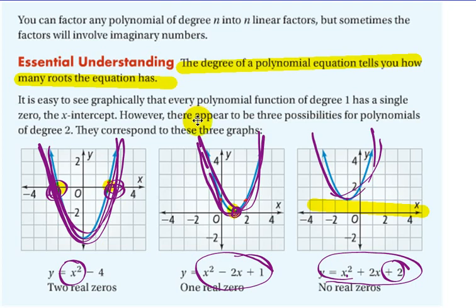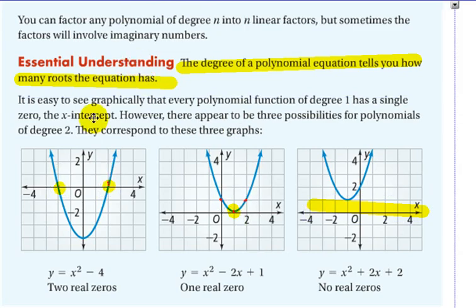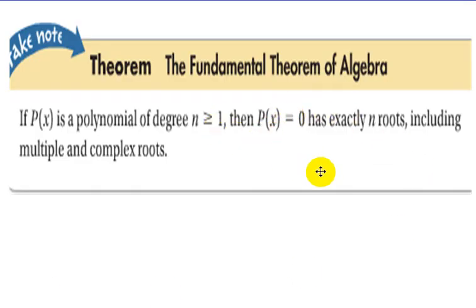Hold on, let me clear that back off. I'm going to introduce the Fundamental Theorem of Algebra. If p of x is a polynomial of degree n greater than or equal to 1, then p of x equals 0 has exactly n roots, including multiple and complex roots.